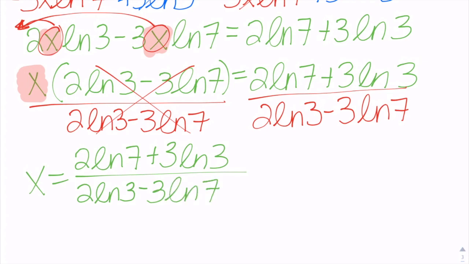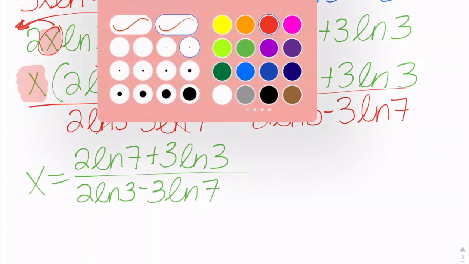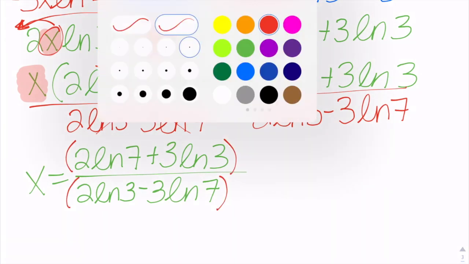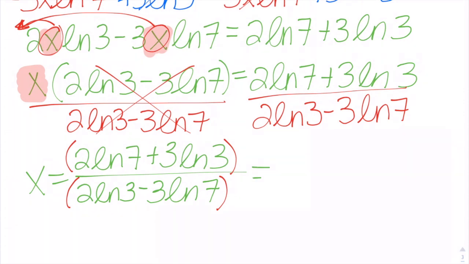If you were to type this into your calculator, make sure that you put parentheses around the numerator and around the denominator. And when you type that into your calculator, you find that x is equal to negative 1.974, and that is your final answer.